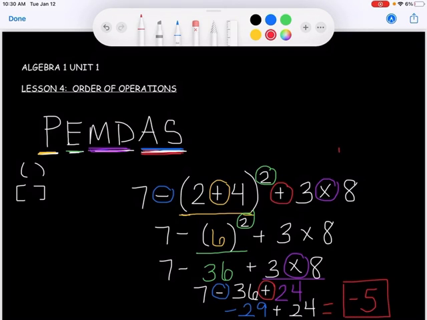Okay, so just remember when you're doing order of operations, use please excuse my dear Aunt Sally, which is PEMDAS. You want to do anything grouped first, exponents after that, then any multiplication and division from left to right, whichever one comes first, and then any addition or subtraction from left to right.